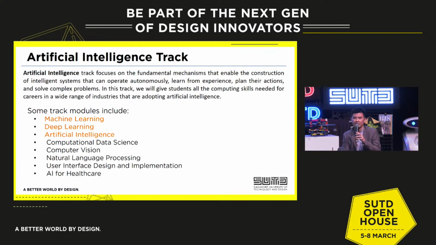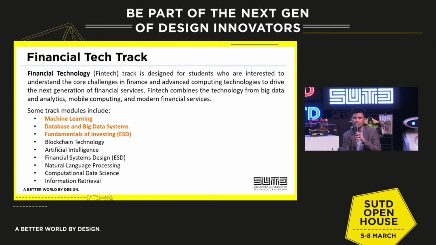The AI track is going to focus on the fundamental mechanisms to enable construction of intelligent systems, which is the key. A lot of systems with intelligence, we want our systems to run autonomously, learn from experience, and plan actions. So courses like machine learning, AI, deep learning, courses that we will train students to acquire.